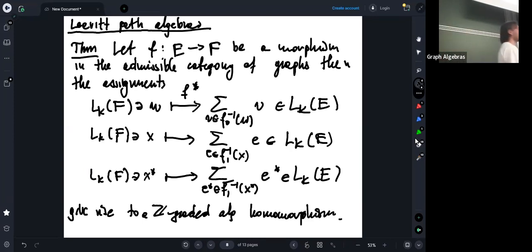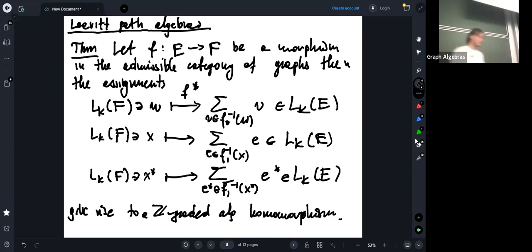But you immediately bump into the wall already at the level of path algebras themselves. It's a simple calculation, a simple counterexample. You can convince yourself that if your homomorphism of graphs does not preserve the lengths of paths, then that's it. You can immediately give a counterexample.